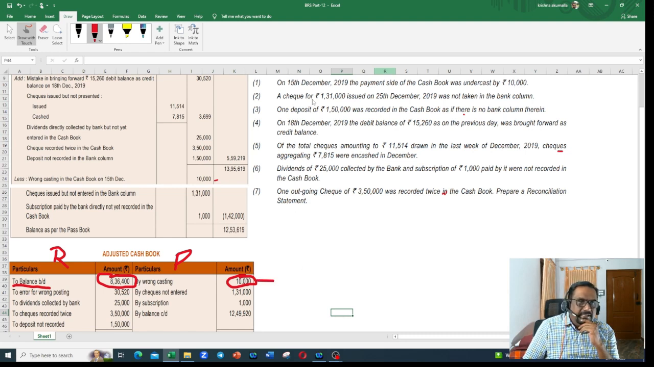Simple. Next, a check of 1,30,000 issued on 25th December was not taken in the bank column. When we issue a check, that has to be recorded on the payment side, but it was not recorded in the cash book. So now I am recording it here. Why is the check entered here? Check issued is a payment. Since check issued is a payment side item, I have recorded it.